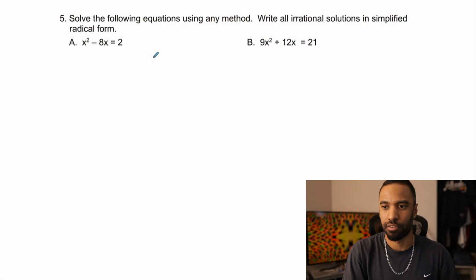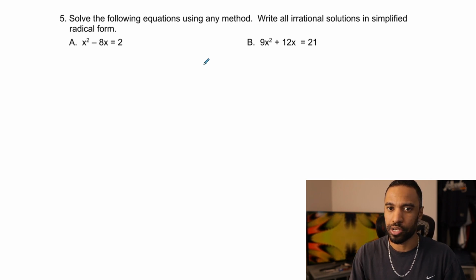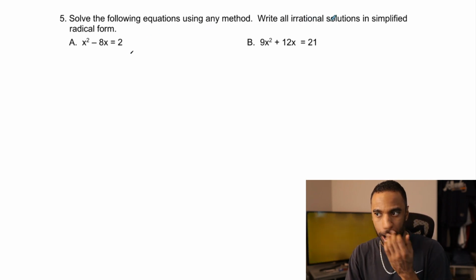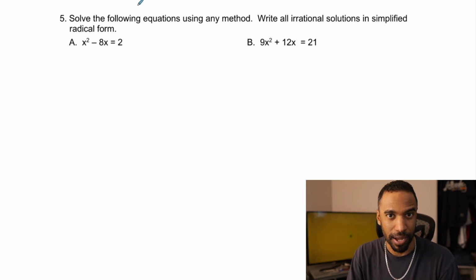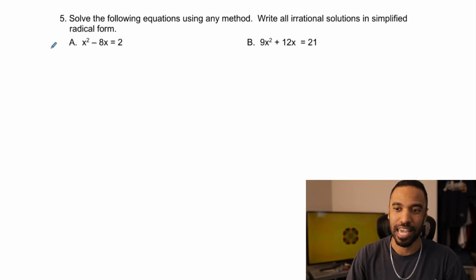All right, let's keep moving forward. Solve the equations using any method. Write all irrational solutions in simplified radical form. That doesn't mean all these are not factorable, but I'm looking at the first one already, and it's not factorable. Let's say I attempted, because I'm going to use this later for quadratic formula anyway.